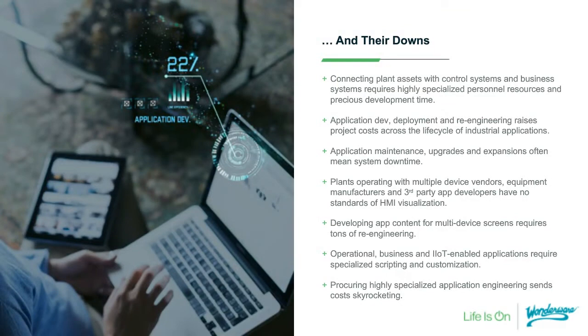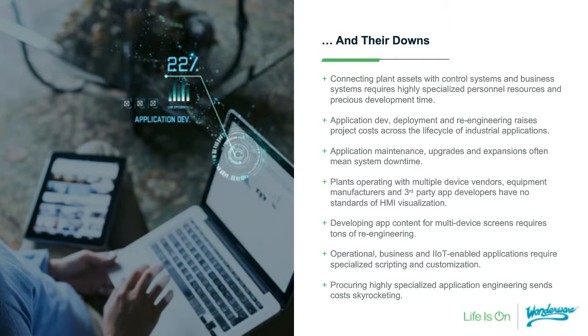We start talking about connecting the assets with control systems and business systems. It typically requires specialized personnel resources and precious development time. Application development, deployment, and re-engineering raise project costs across the life cycle of industrial applications. Application maintenance, upgrades, and expansions often mean system downtime. Plants operating with multiple device vendors, equipment manufacturers, and third-party app developers are often fraught with inconsistency and lack of standards, not only in their visualization, but in their overall operations.